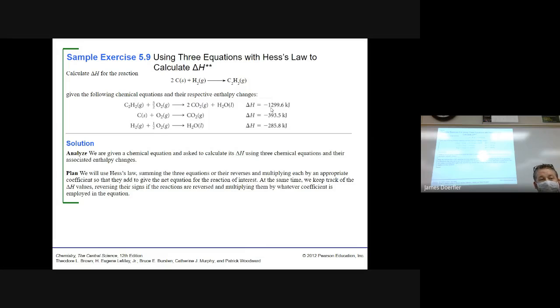Therefore, change the sign on delta H. I'm going to multiply the equation and the delta H value by 2, so I can get a coefficient of 2 in front of this carbon to match the target equation. And the third equation, I'm not doing anything.